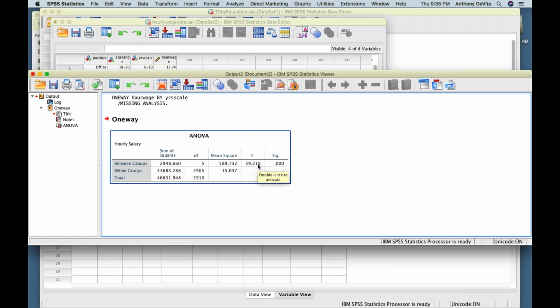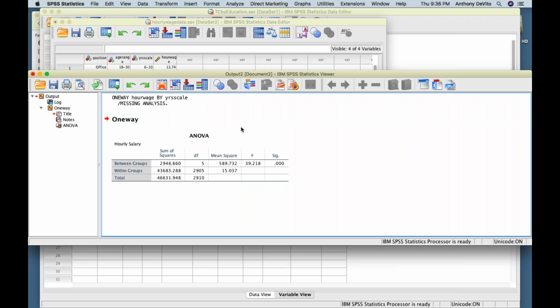Now, it's going to depend on the degrees of freedom that we're going to be interested in. For this it is 2905, this is 5. So normally, if we weren't using SPSS, we would have to go to a table to look up the critical value to see if we reject the null hypothesis. But SPSS gives us a p-value for this F statistic given these degrees of freedom, and the p-value is less than 0.05.